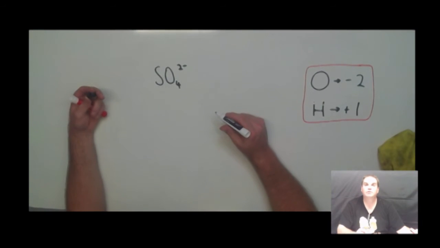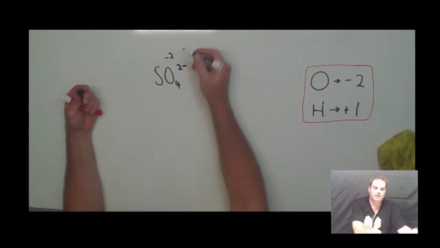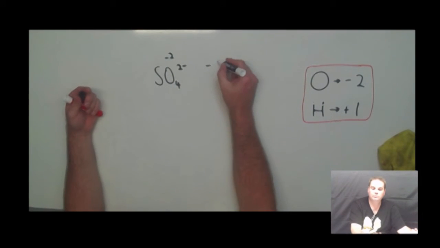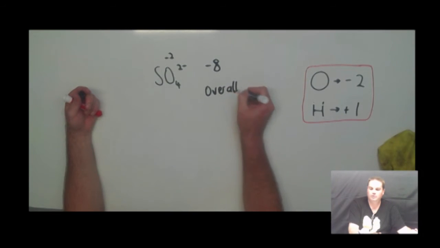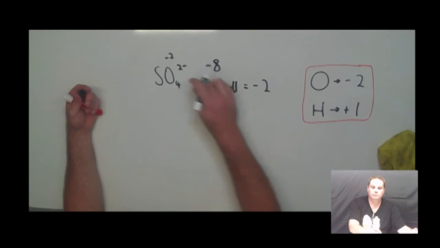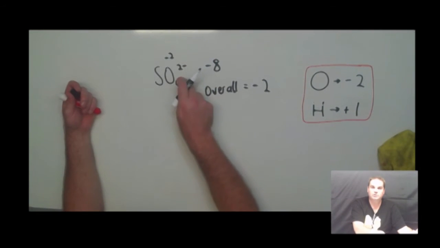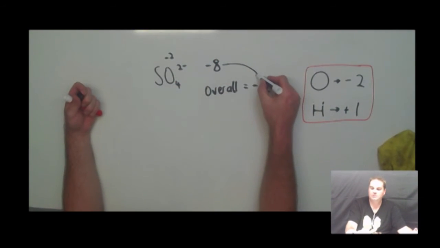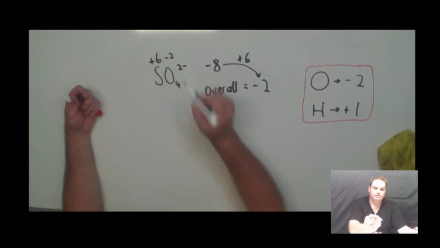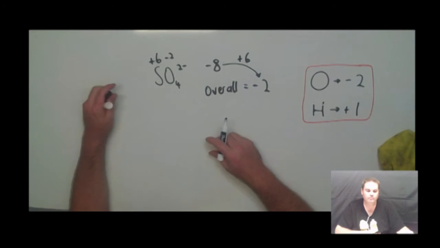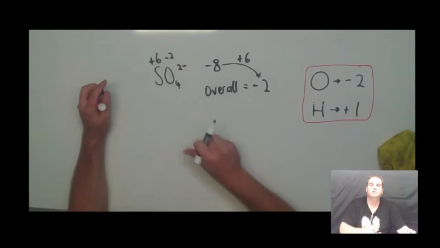So the sulfate ion. We know oxygen's -2 in there, so we've got 4 lots of -2, which gives us -8. Overall, we need to get to -2, which is what the charge is. So the overall oxidation numbers all added up together must equal the charge. To go from -8 to -2, we need to add 6. So the oxidation number of the sulfur is +6. Similar to what we were doing before, except instead of adding it all up to 0, you just add it up to equal what the charge is.